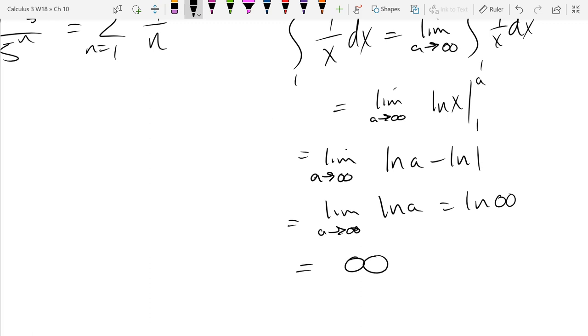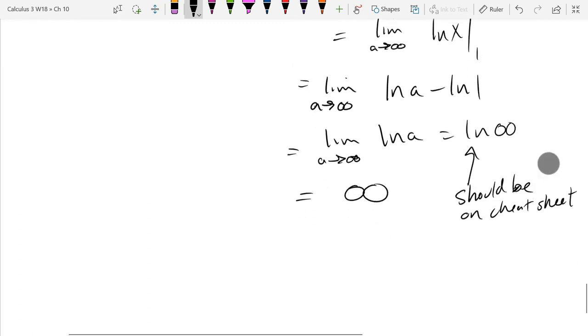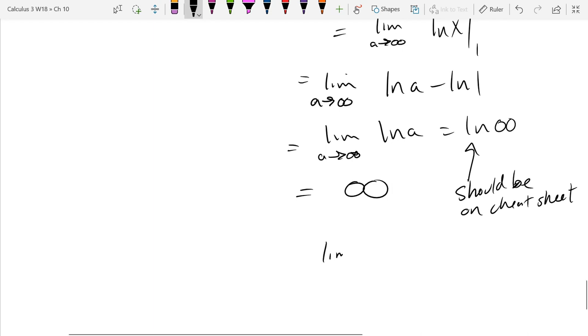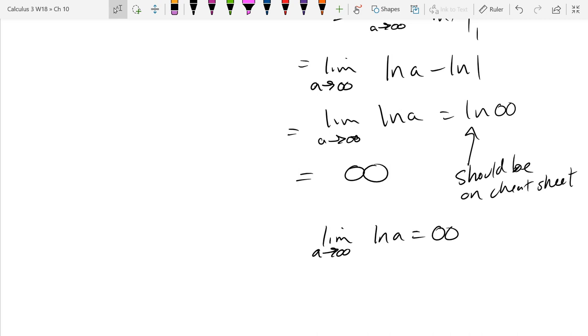We had to use geometry to prove this. This is not something super easy and obvious to prove. So this is something that should be on your cheat sheet. And then I think we use symmetry. There are two facts on your cheat sheet, or that should be. One of them was the limit of natural log a when a approaches infinity is infinity.